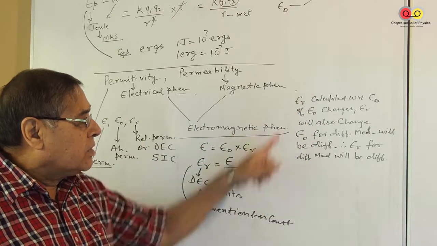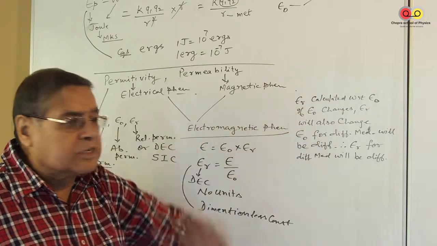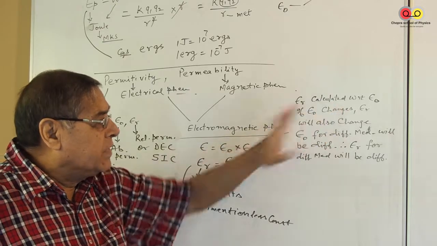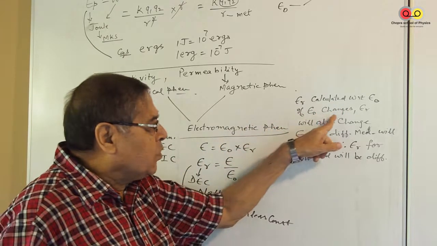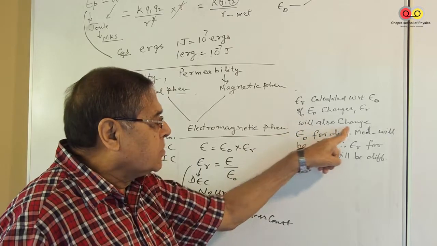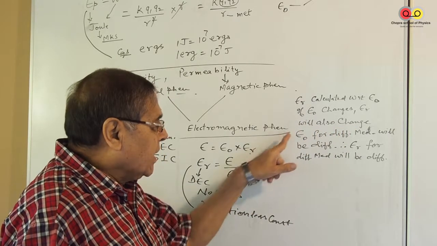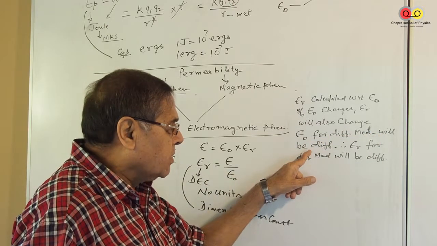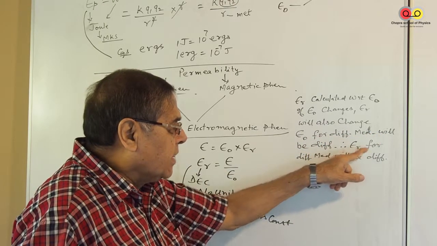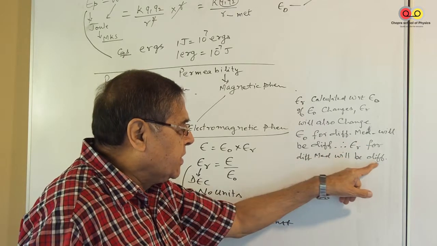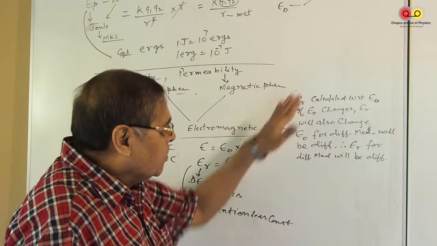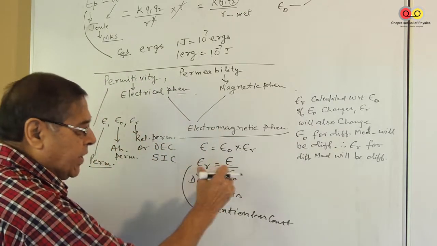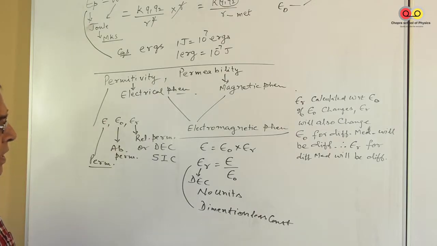point to remember, that dielectrics are calculated with respect to absolute permittivities, and if absolute permittivity changes, the dielectric will also change. And absolute permittivity for different mediums will be different. Therefore, epsilon r for the different mediums will be different. So I hope that this concept is clear to you.